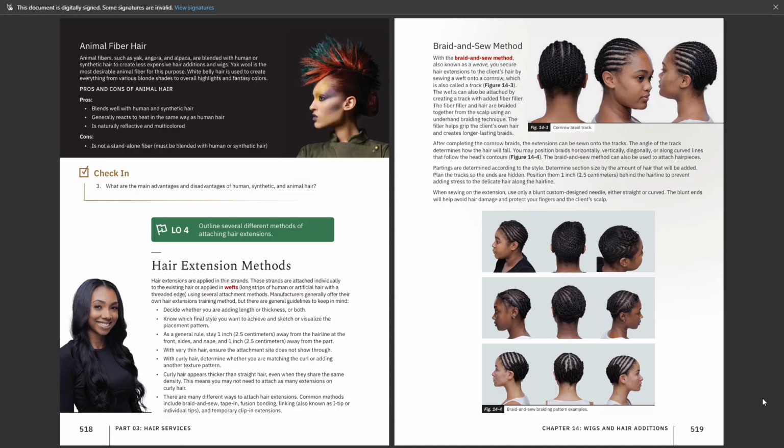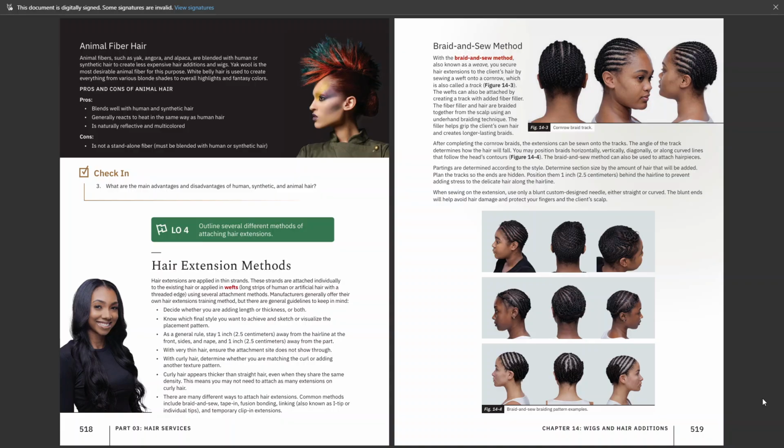Decide whether you're adding length or thickness or both. Know which final style you want to achieve and sketch or visualize the placement pattern. As a general rule, stay 1 inch, 2.5 centimeters away from the hairline at the front side and nape, and 1 inch, 2.5 centimeters away from the part.